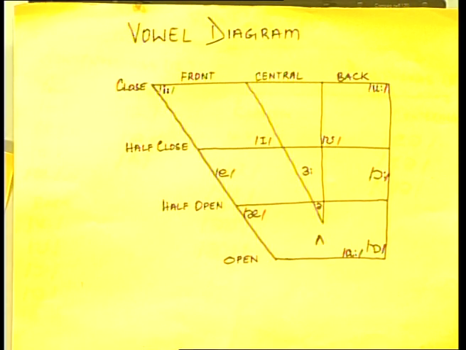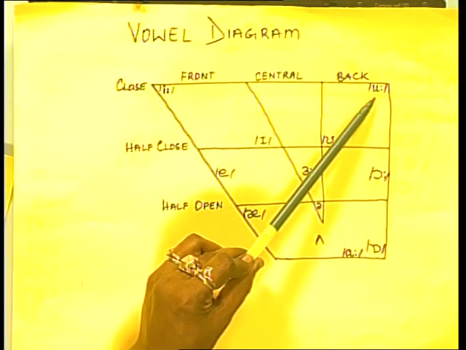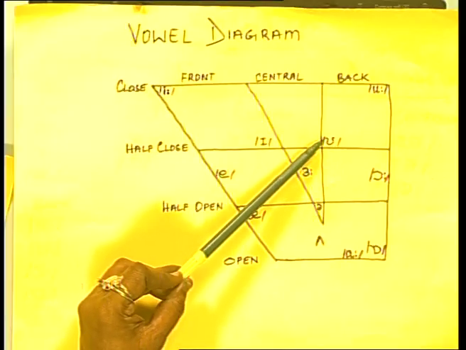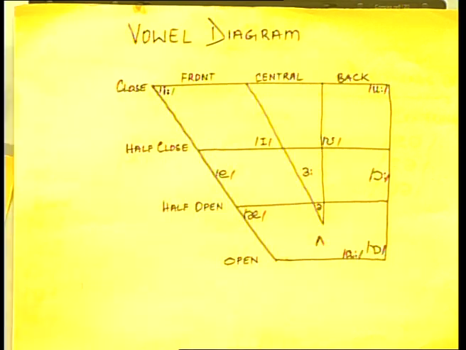Let's look at the back vowels now. The back vowels are 5 in number. You have OO, which is in the back close rounded vowel. You have U as in book, look, etc., which is present in the centralized back portion just above the half closed position of the tongue.